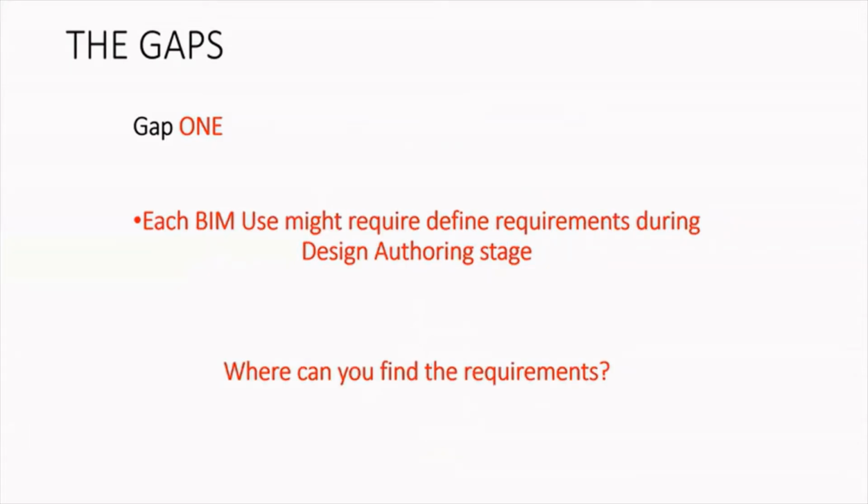Each BIM use might require defined requirements during the design authoring stage. So what we're trying to say here is, why the gap? Why the rework? Where does it come from? Where the rework comes from is that for each BIM use, there are standardized requirements that have to be met in order to avoid doing the model adjustment. So where can these requirements be found?